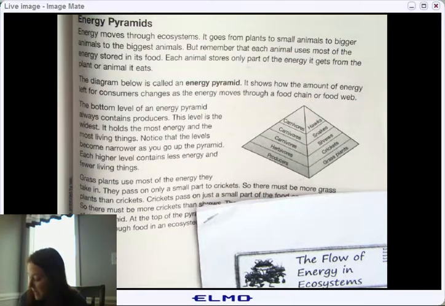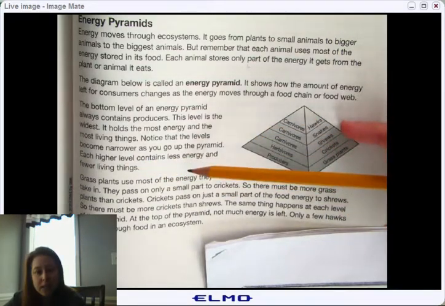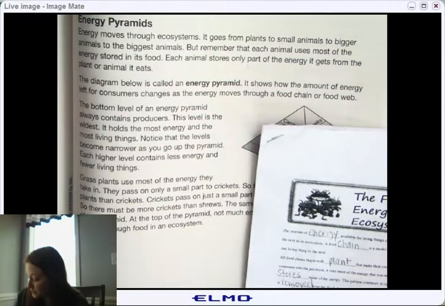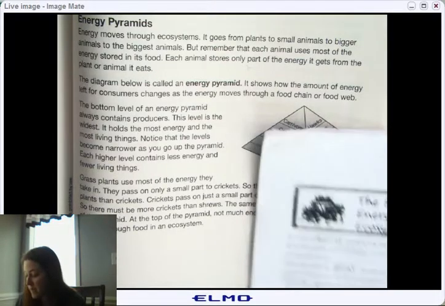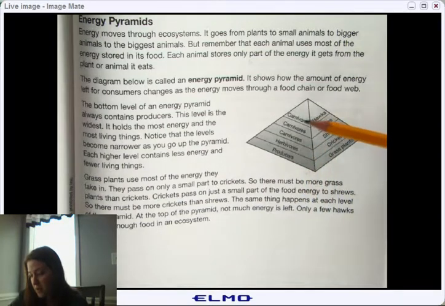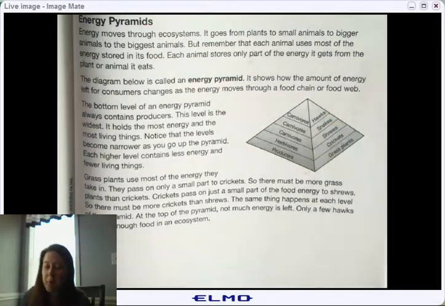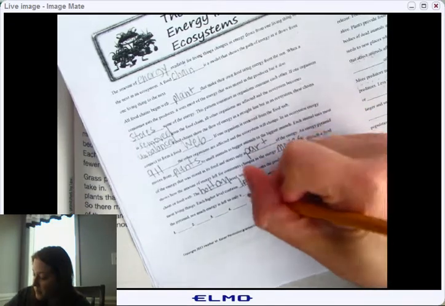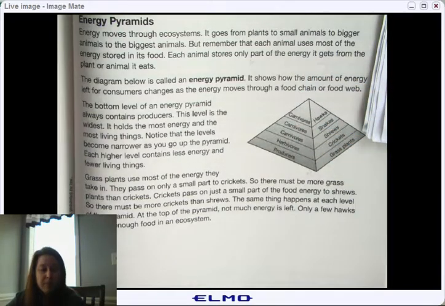Each higher level contains less energy and fewer living things. So as you move up the pyramid, each higher level contains less energy and fewer things. At the top of the pyramid, not much energy is left, so only few organisms can find enough food. We could write hawks or carnivores, right? I'm going to write few. Few organisms can find enough food because there's not as many of them, so there's few.